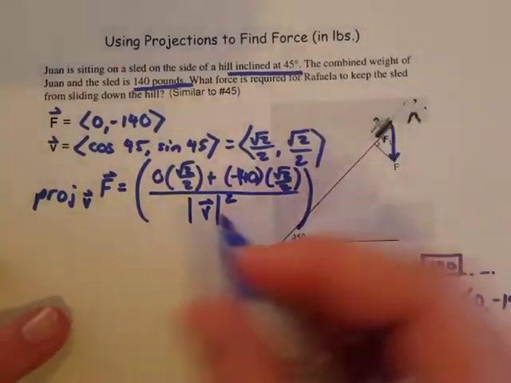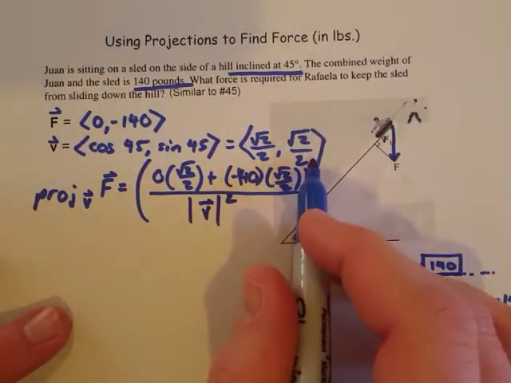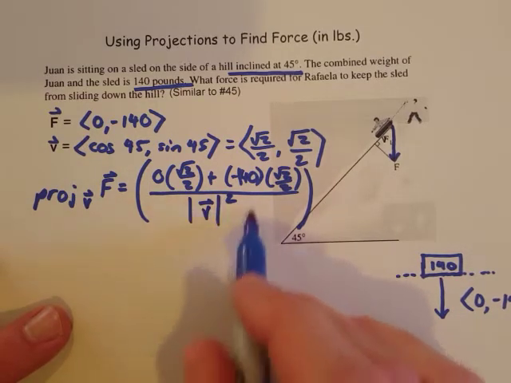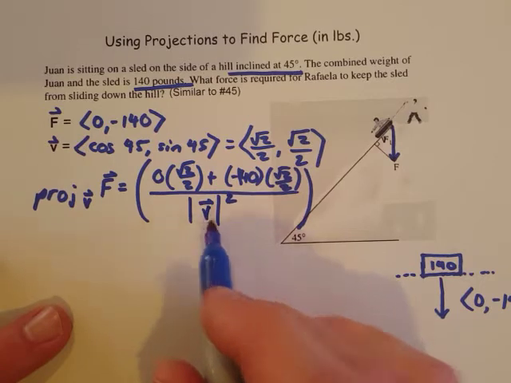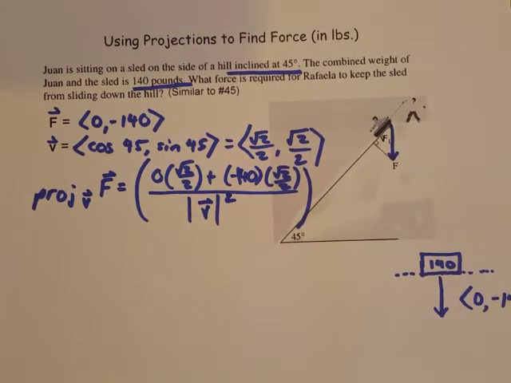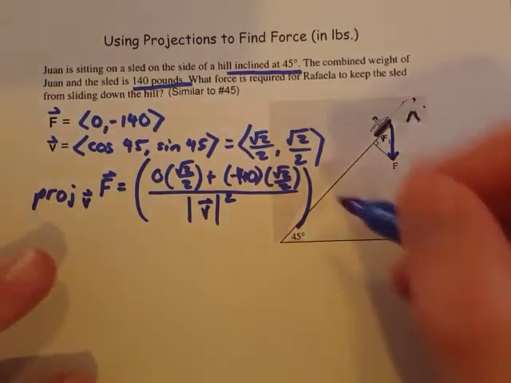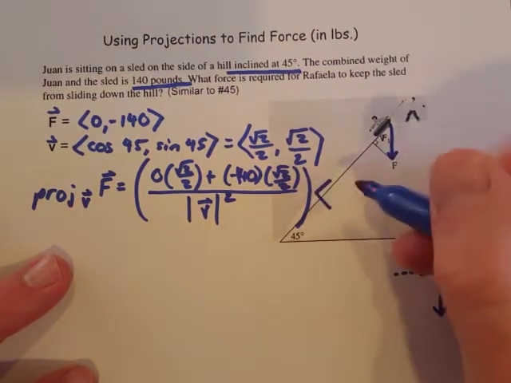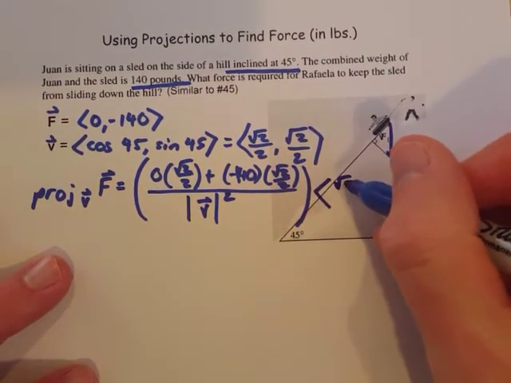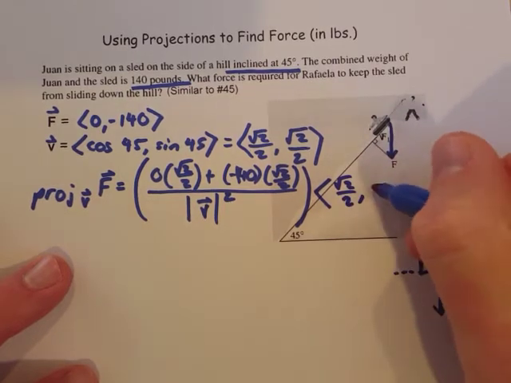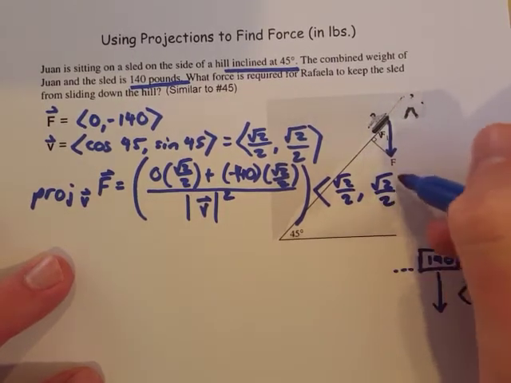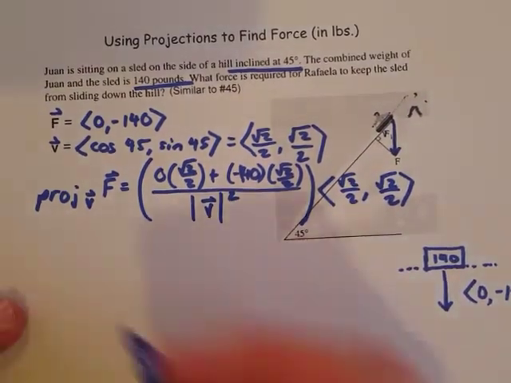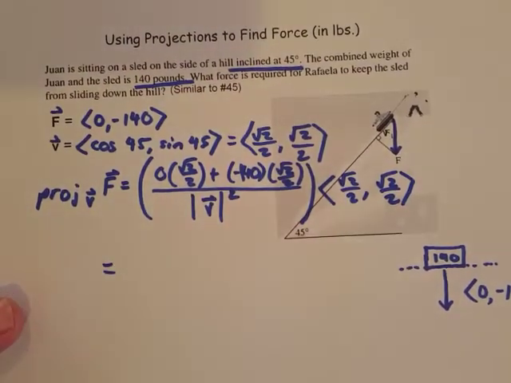The vector that we made is a unit vector, so the magnitude is 1, so this whole thing is just going to be equal to 1 because 1 squared is 1. The other thing that we need is our vector v on the outside too, so that's square root of 2 over 2, square root of 2 over 2. We're just making a vector for the projection to see where this sled is going. We simplify things here.